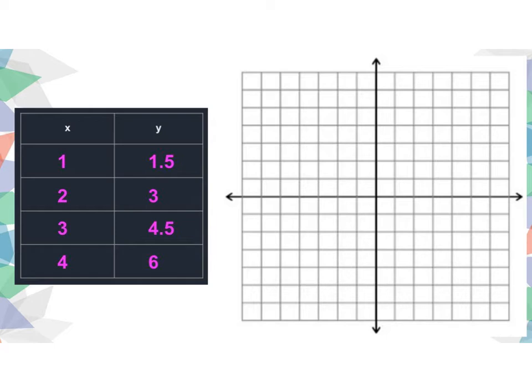On the left, we are given a table. Each x and y value represents an ordered pair. We will graph the x value first and then the y value. For my graph, I am going to make my scale on my x-axis go by ones, and I'm going to make the scale on my y-axis go by ones as well.